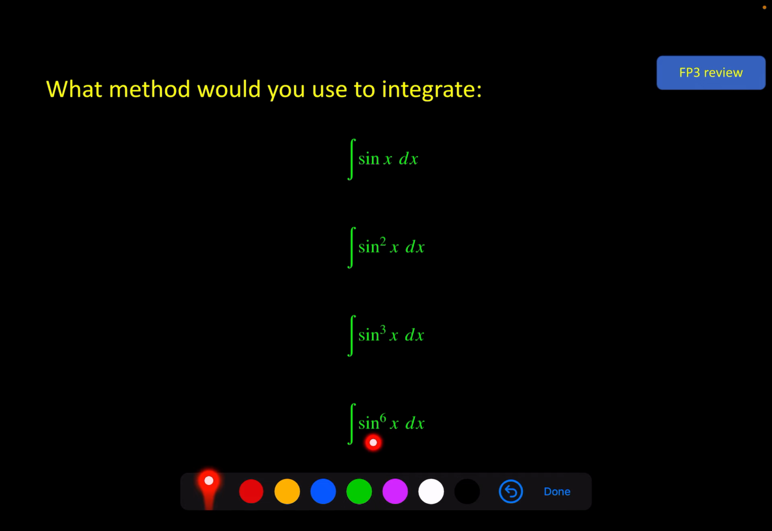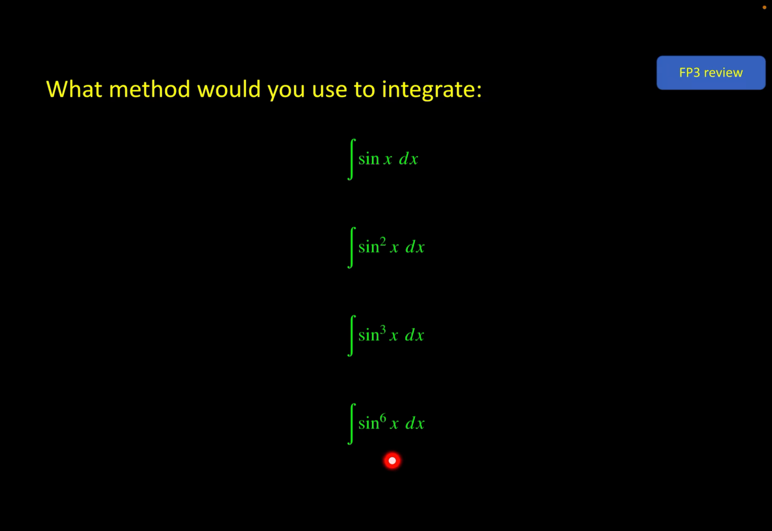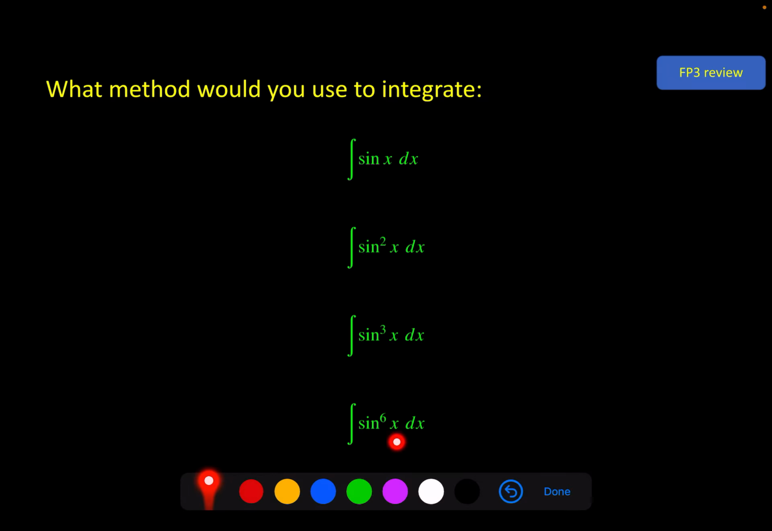And hopefully the last one, you perhaps thought to yourself, I don't know. Maybe split this into 3 lots of sine squared and replace each one with an identity like you did here. Expand out. It could get a bit messy, but maybe it would work. I say hopefully you're not sure on this one, because if you're sure on this one, there's probably no reason for you to watch this video. This is the sort of thing we're going to talk about in this video here.